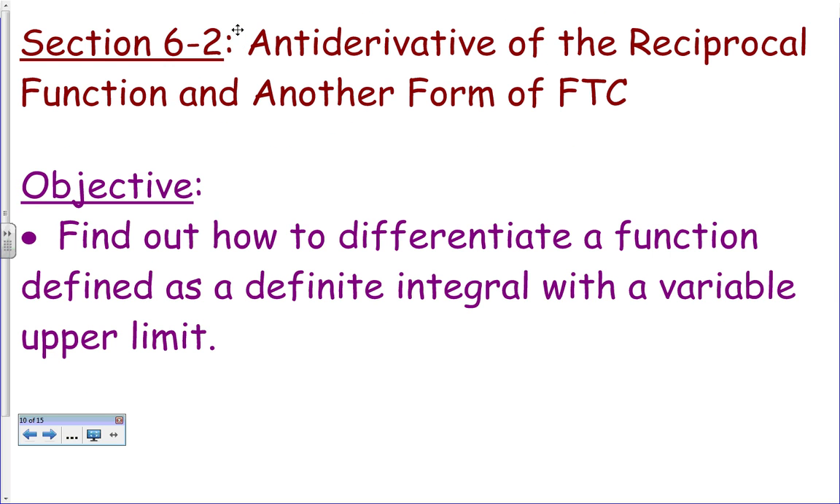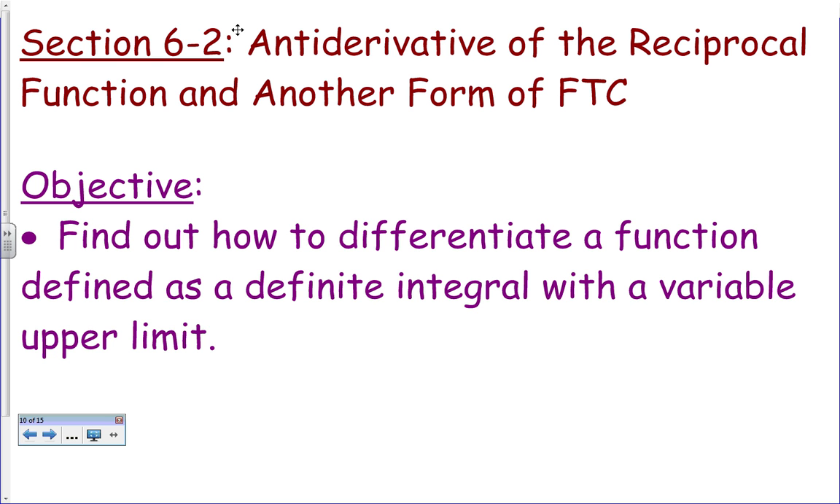Section 6-2 is on the antiderivative of the reciprocal function and another form of the fundamental theorem of calculus. And we're going to take a look at the antiderivative of that reciprocal function here in just a minute. The objective, though, was to find out how to differentiate a function defined as a definite integral with a variable for the upper limit. You've worked with that a little bit.